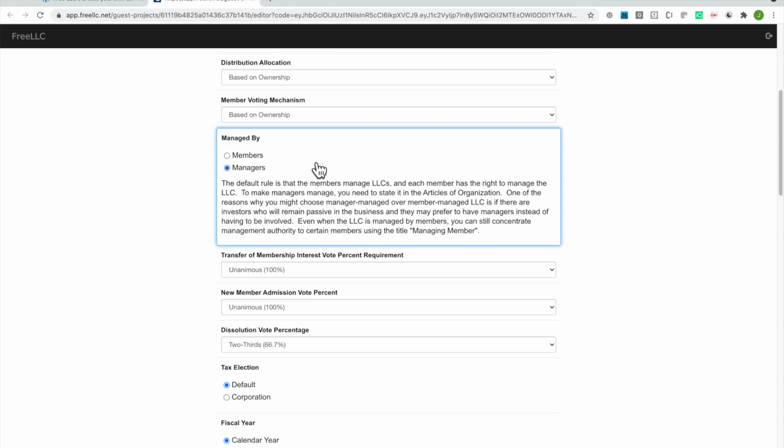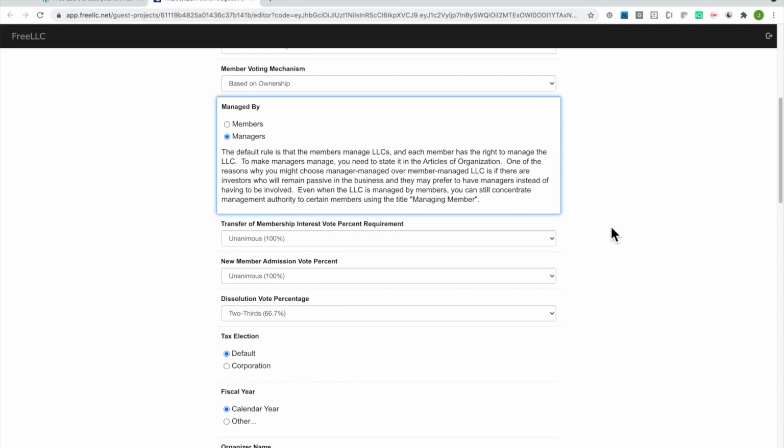Just a note here, I personally don't like mixing managing members with managers. So if you are a manager-managed company, and you happen to be a member with management responsibilities, then call yourself a manager rather than a managing member. In this case, if you choose managers, it won't even ask you about the managing member. So there's a little bit of a safeguard built in there.